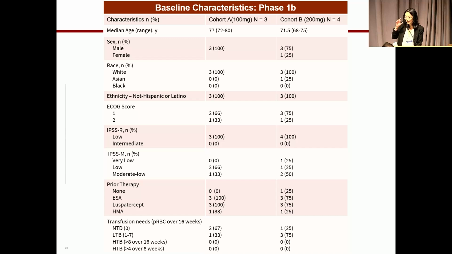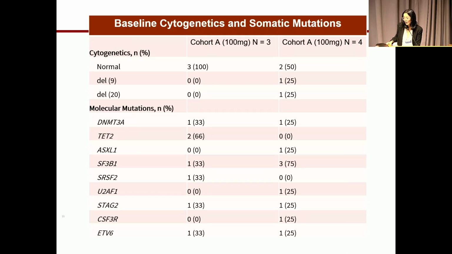The vast majority of the patients, with the exception of one treatment-naive low-risk MDS patient, had failed ESA and luspatercept, and one person had no response to single-agent HMA. We also defined the subcategories of transfusion dependency by the 2018 IWG. You can see that cytogenetically, most of the patients belong to low risk as defined by IPSS-R.